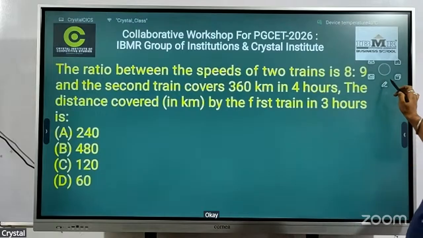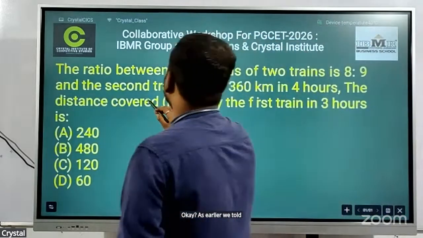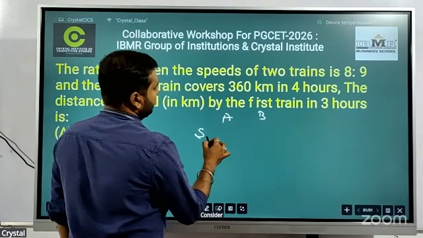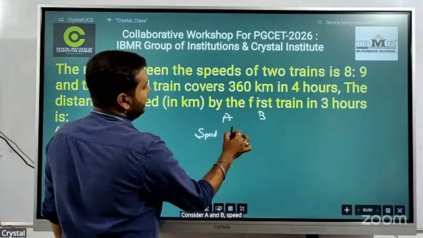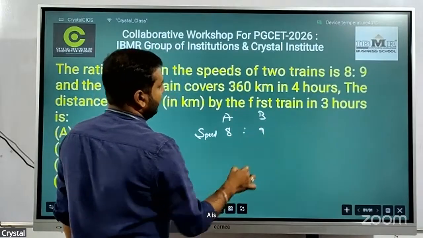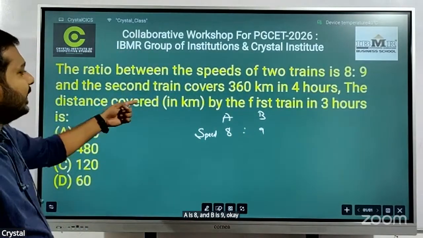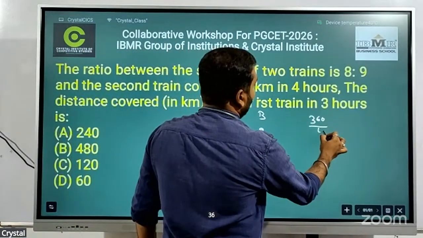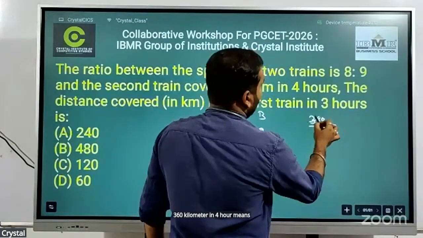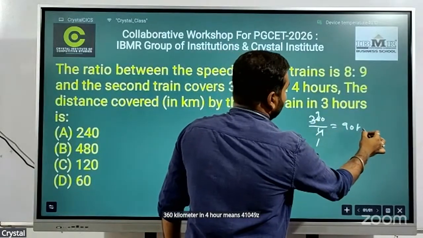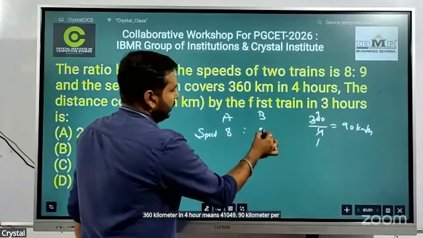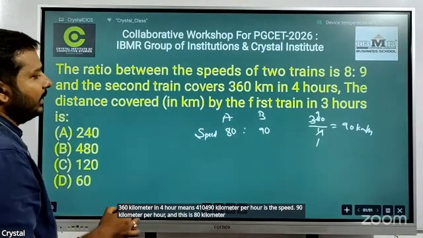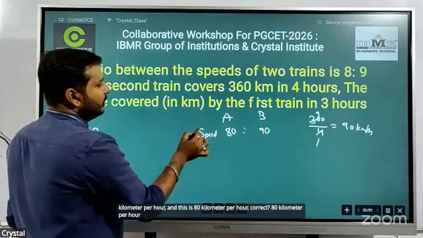Okay. As we said earlier, consider the ratio of speeds. Speed of A is 8 and B is 9. The second train, B, covers 360 kilometers in 4 hours, so 4 nines are 36, which means 90 kilometers per hour is its speed. And this one is 80 kilometers per hour. Correct? 80 kilometers per hour is the speed of the first train.